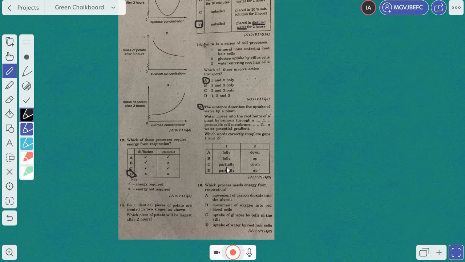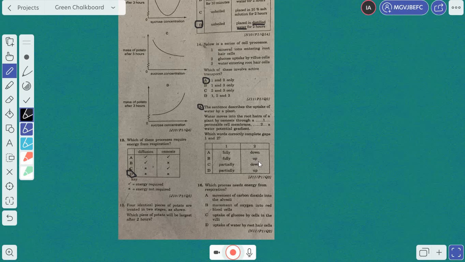Why partially? Because we know that osmosis can only happen through a partially or selectively permeable membrane, as it is not possible for it to happen without one. So in the options we've been given here, it's either C or D. Well, let's continue. So partially permeable cell membrane, okay, comma, down or up. Down, a water potential gradient.